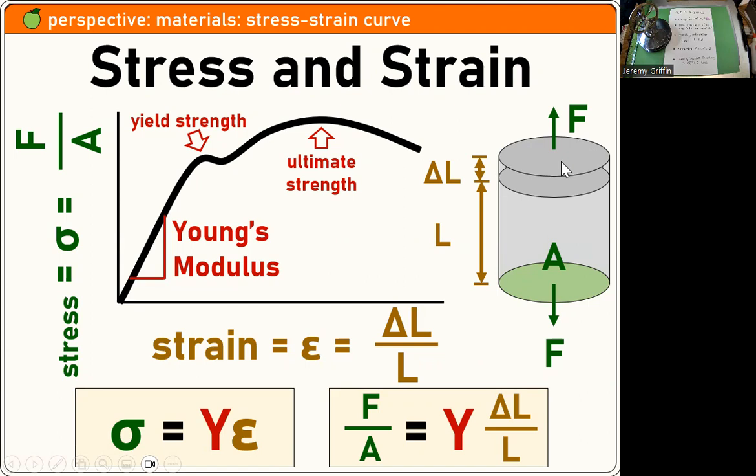But different materials are going to strain differently, right? That's like a material property. And that ratio of stress to strain is called Young's modulus. Now that's as long as it's in the elastic zone.